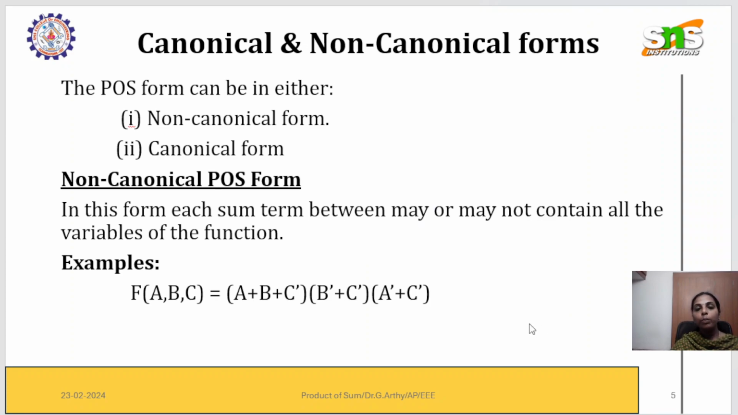Either SOP or POS, we have canonical and non-canonical forms of representation. If it is a non-canonical form of representation, then every term here is a sum term. If it is SOP, it will be a product term. In a canonical sum term, all the variables should be available. Here in the second and third terms, A is missing and B is missing. So this is a non-canonical form of representation.